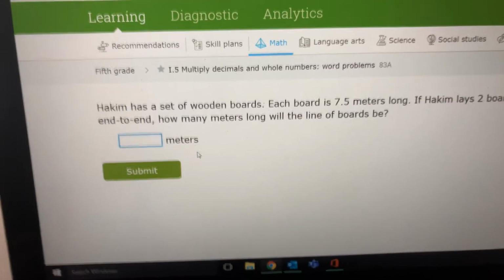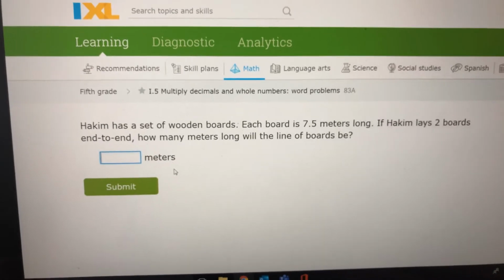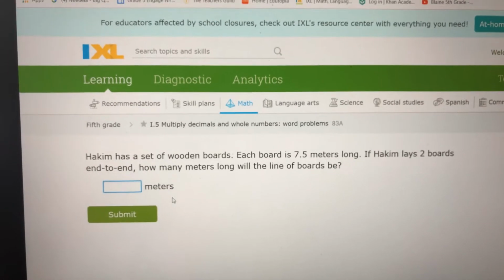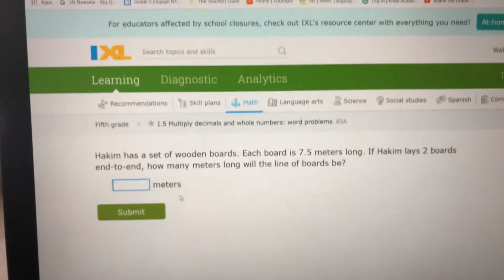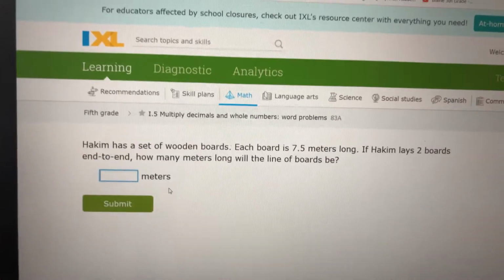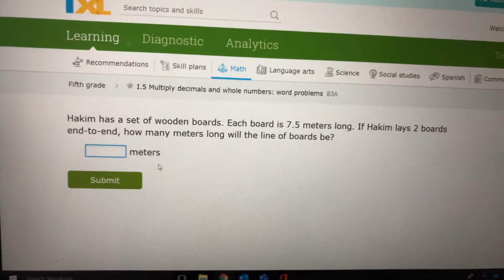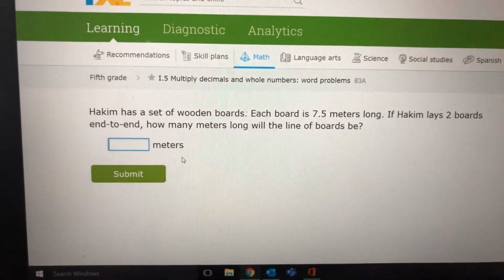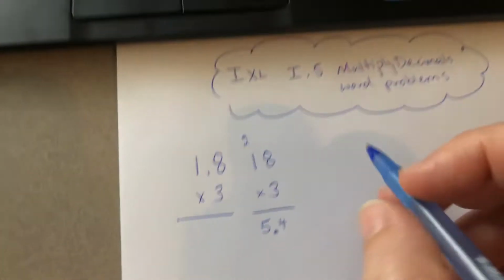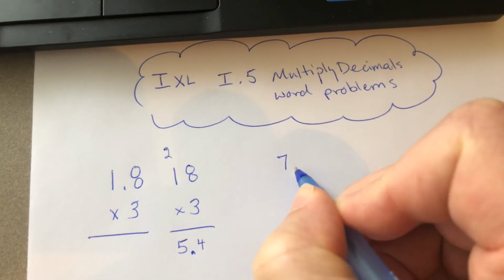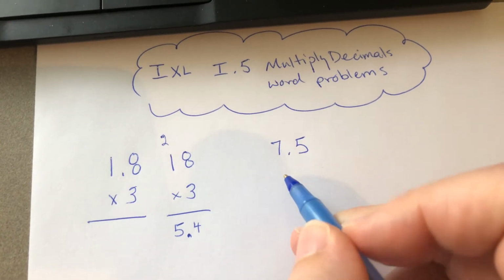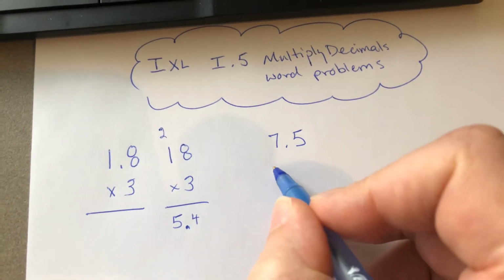Okay. Hakeem has a set of wooden boards. Each board is 7.5 meters long. If Hakeem lays 2 boards end to end, how many meters long will the line of boards be? Okay, each board is 7.5 meters long, and if he lays 2 boards end to end, how long will they be? Okay, so it sounds like we have 7.5, right? So that'd be 1 board and another board, so times 2.